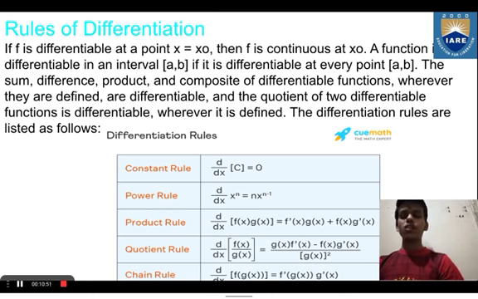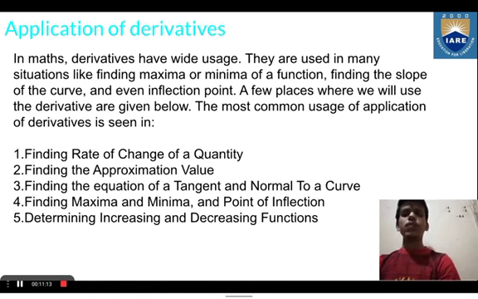That is chain rule. Now let's see what are the applications of derivatives. In maths, derivatives have wide usage. They are used in many situations like finding maxima or minima of a function, finding the slope of the curve, and even inflection points. A few places where we will use the derivative are again given below.